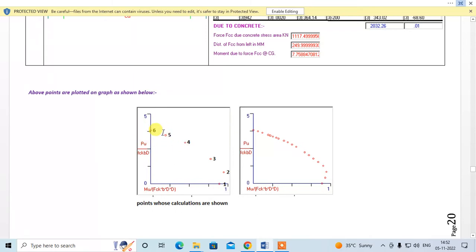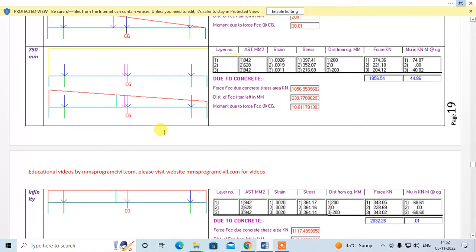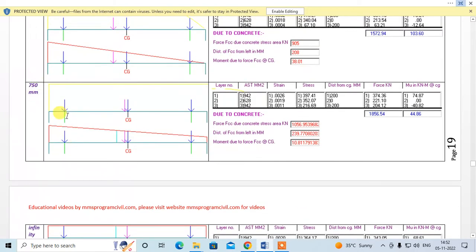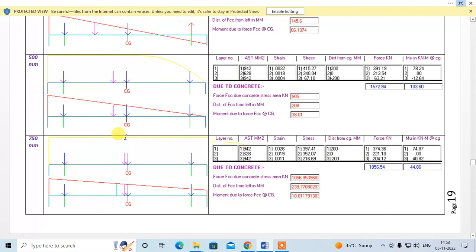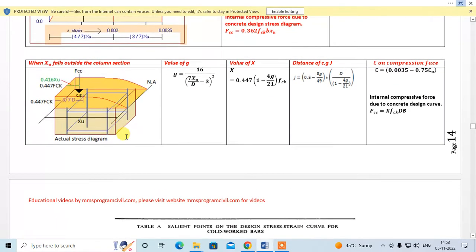Sorry, the last point which we saw was the fourth point. Now the fifth point is when the neutral axis is at 750 mm. We can see that when the neutral axis is at 750 mm, the neutral axis falls outside the column section, right? So in this case, now we will be using this formula. Xu falls outside the column section. So find Fcc using this formula. Find g, find x, find j, and Fcc can be found by this formula.